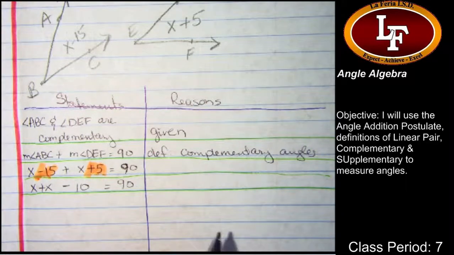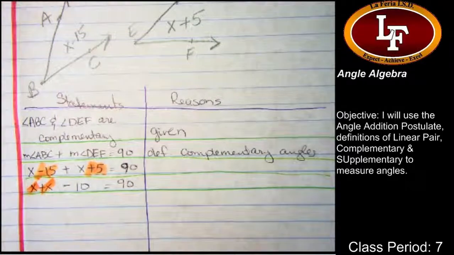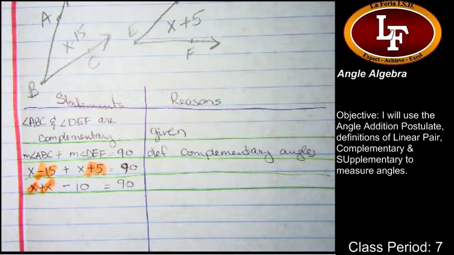On this line, what else do I see that I can do? Do I see any other things that I can add? What about combine? Do I have any like terms? Look at the x's. Aren't they the same? So I have some like terms to combine.